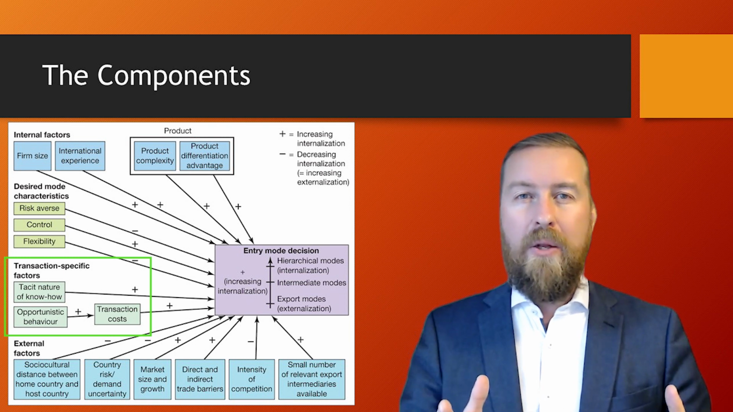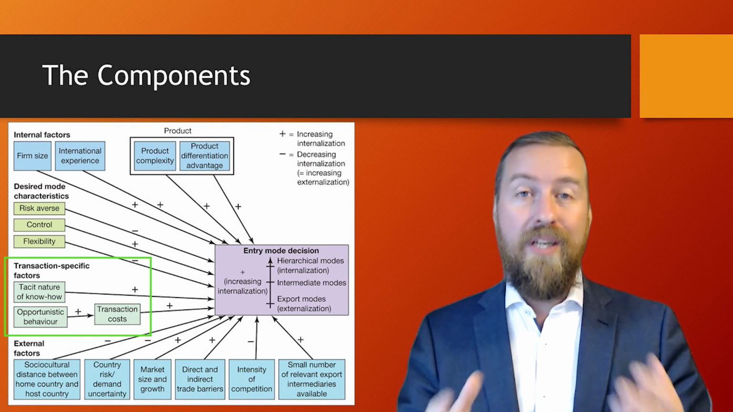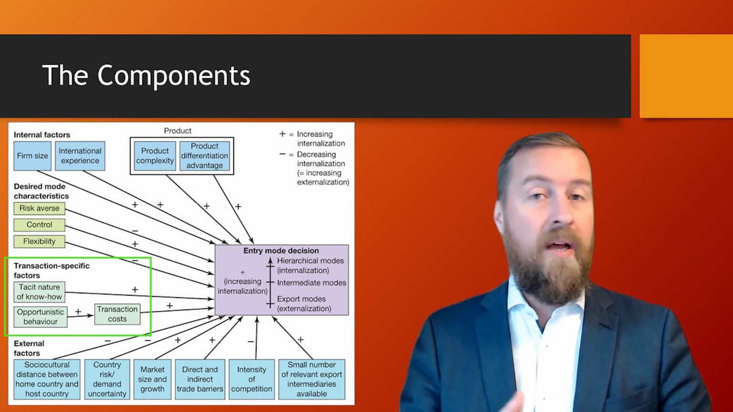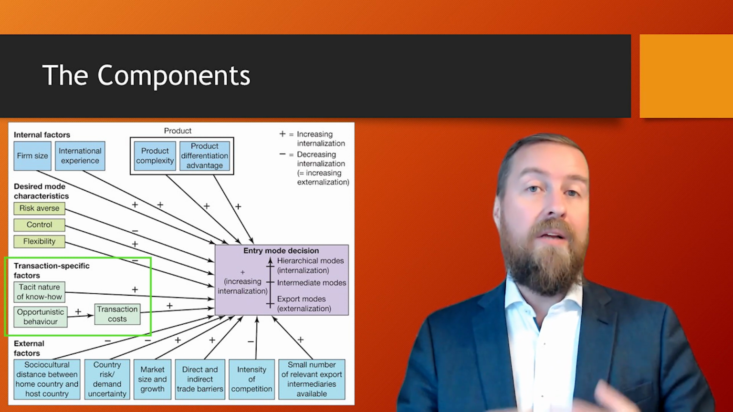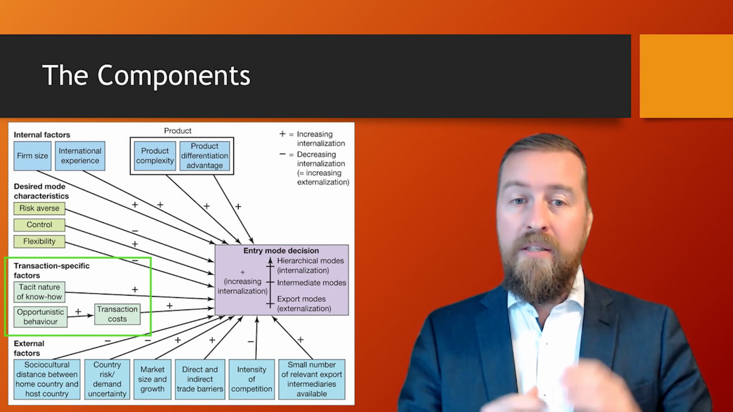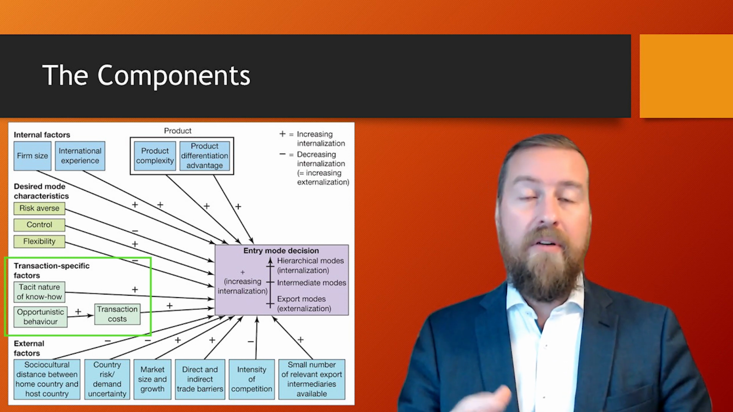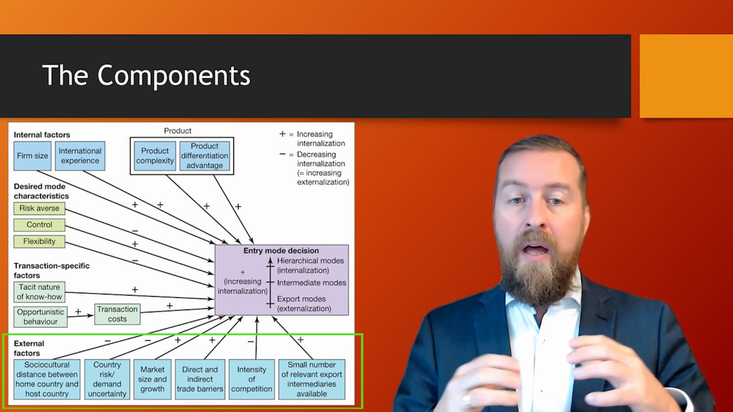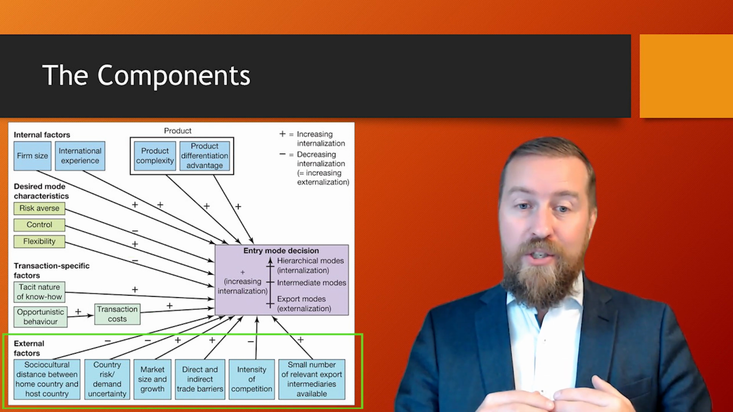You could also take a look at the general corruption index of a country. How likely are they to be corrupt and therefore willing to cheat? So opportunistic behavior is how much do we trust? Then we move down into the external factors.